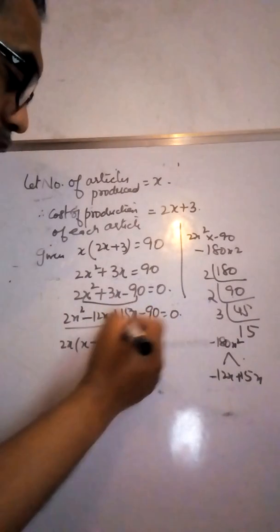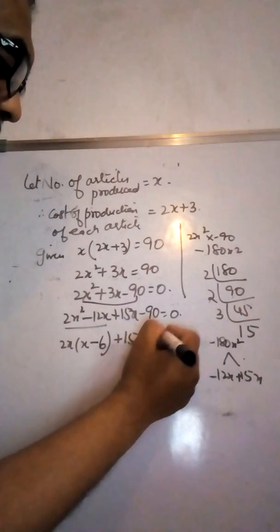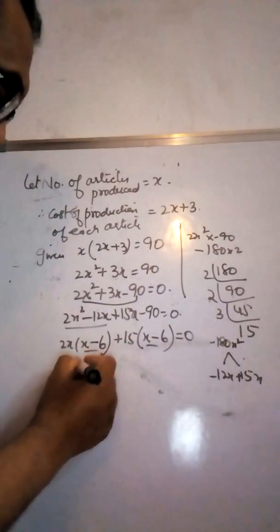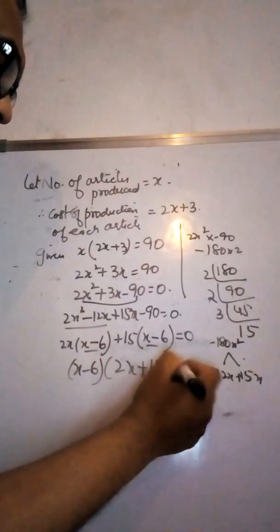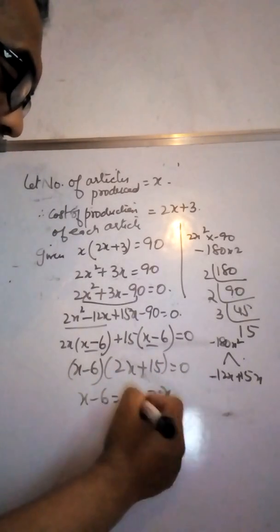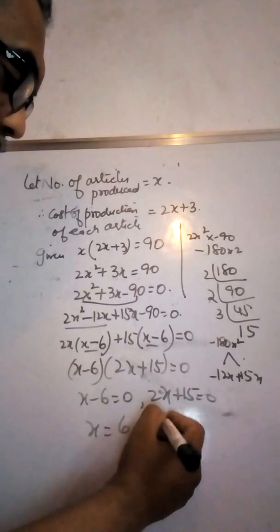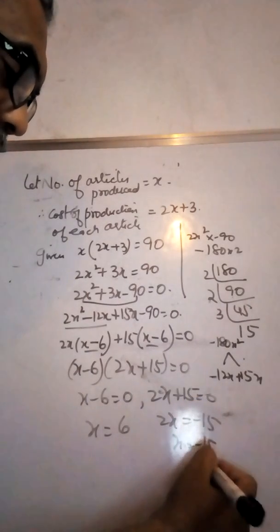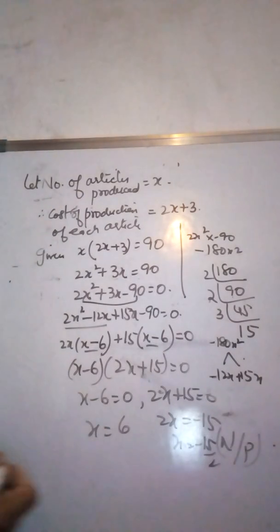In these two terms 15 is common because 15 and 90 both are multiples of 15. x will be remaining, minus 6, since 15 times 6 is 90. So again x minus 6 is common. I'm taking x minus 6 common, so it will be 2x plus 15 is equal to 0. So x minus 6 is equal to 0, 2x plus 15 is equal to 0. x is equal to 6 and 2x is equal to minus 15, x is equal to minus 15 by 2. That is not possible, it cannot be negative. So x is equal to 6.